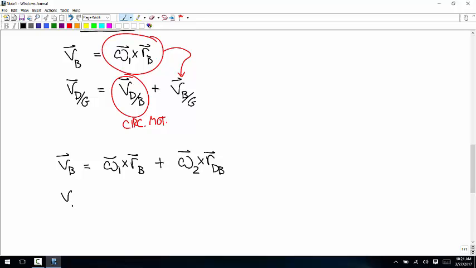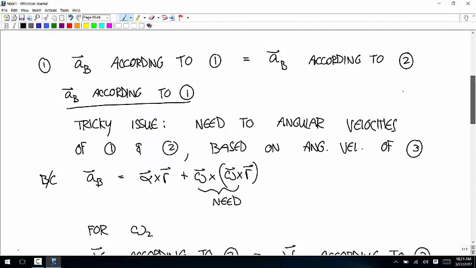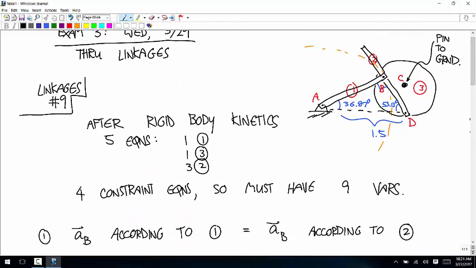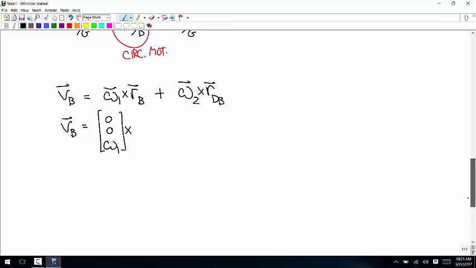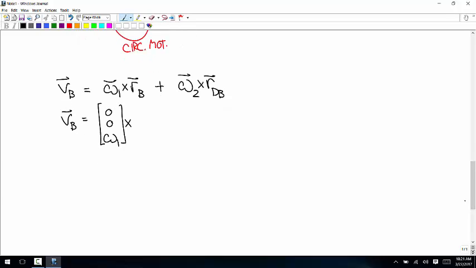So VB is equal to 0, 0, omega 1 crossed with the vector going from A to B. And that is 1.2 times cosine and sine of 36.87. Can someone calculate that? Yeah, 1.2 times.